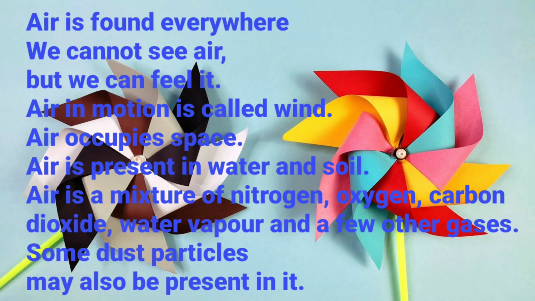What is air? How is it found? Air is found everywhere. We cannot see it, but we can feel it. Air in motion is called wind. Air occupies space. Air is present in water and soil. Air is a mixture of nitrogen, oxygen, carbon dioxide, water vapor, and a few other gases. Some dust particles may also be present in it.